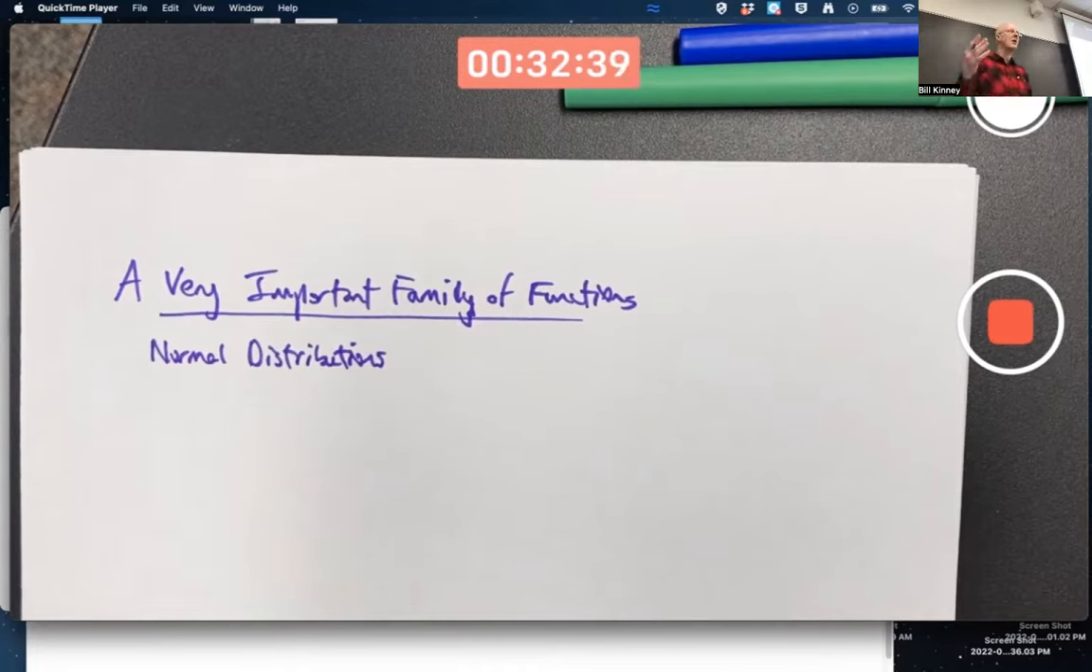We even have a class called probability and statistics. We use these functions all the time. They are super useful, not only in class, but also on the job. Statisticians, professional statisticians use these functions all the time.